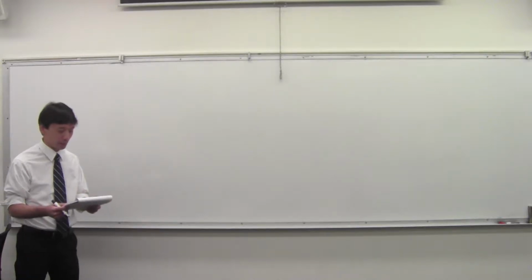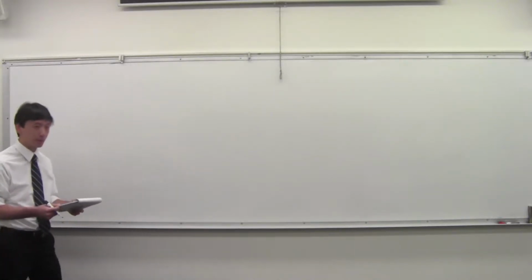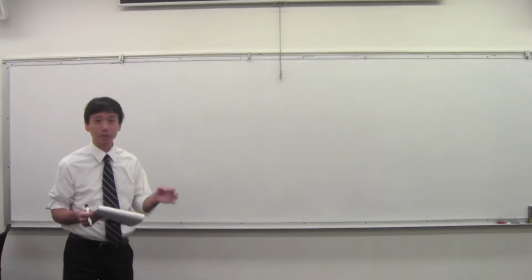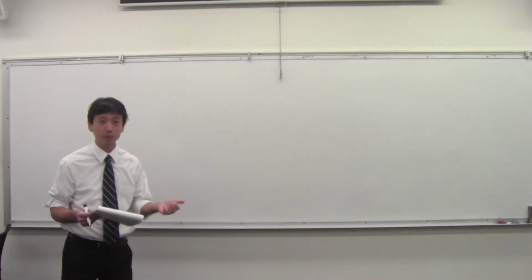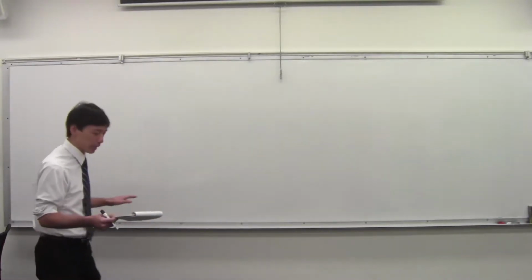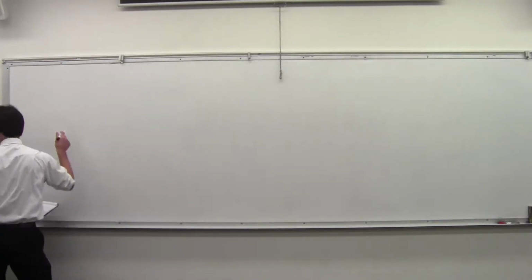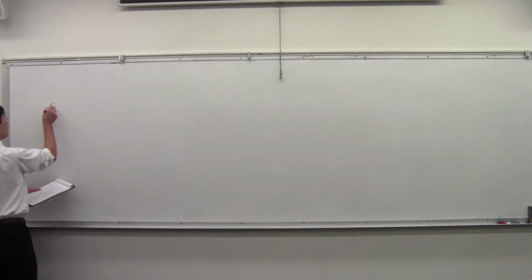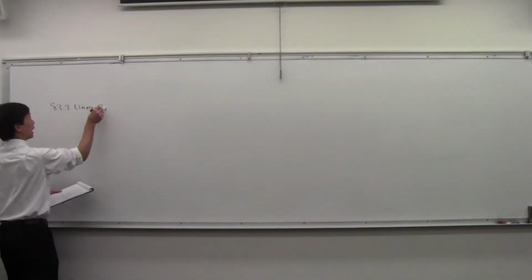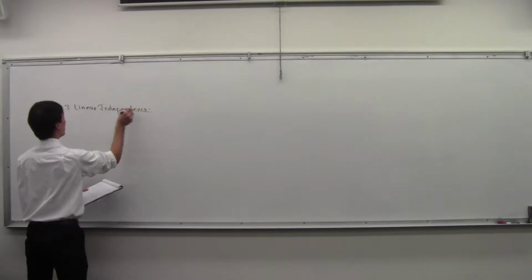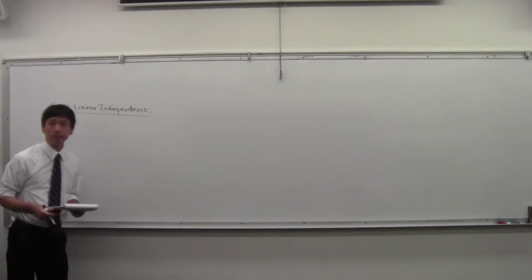Okay, so let's go on to the next topic. So remember what we were talking about previously? We were talking about subspaces, talked about the null space, the span. Okay, so the next topic is kind of an odd one. People generally find it a little bit abstract or hard to grasp. Linear independence. Okay.